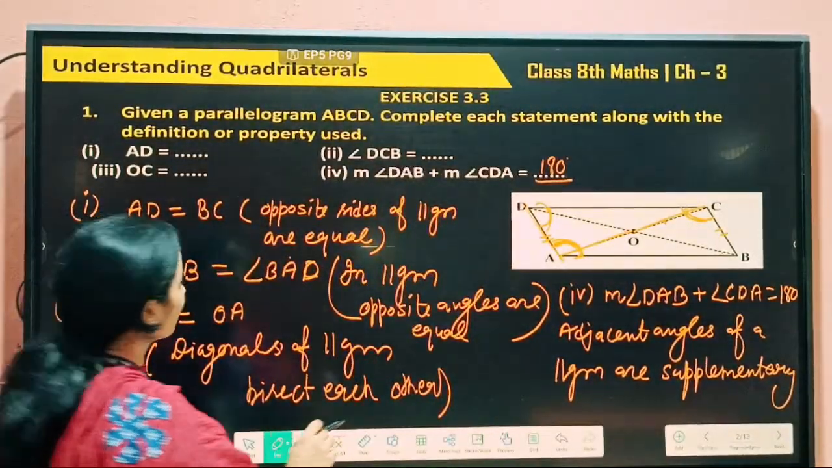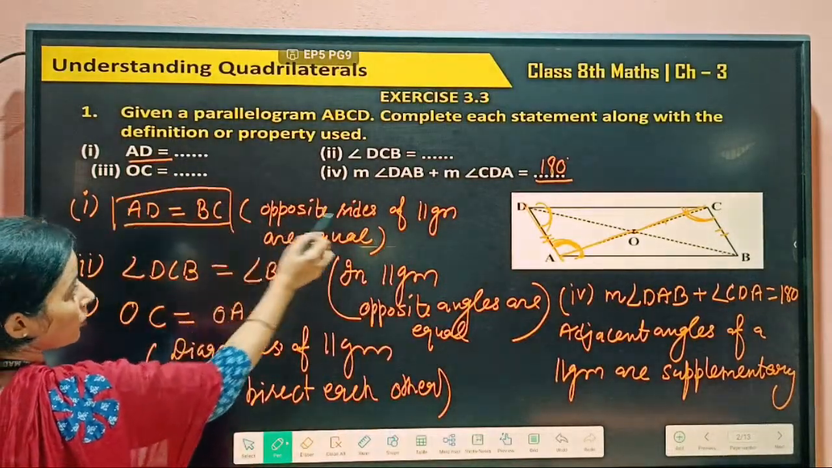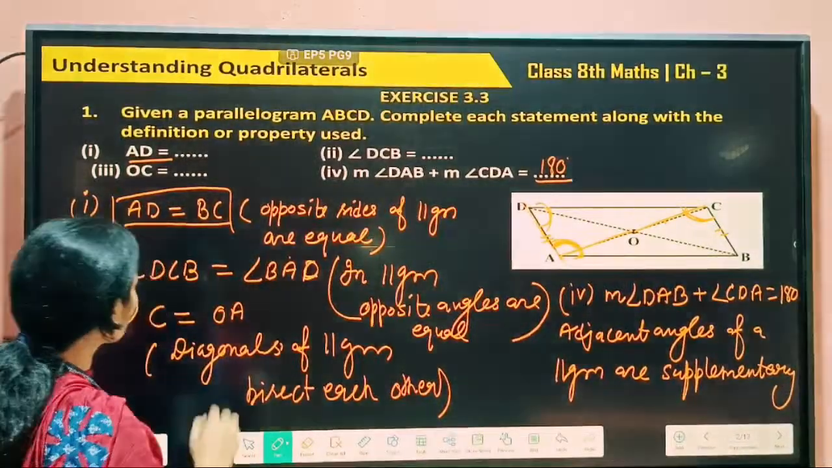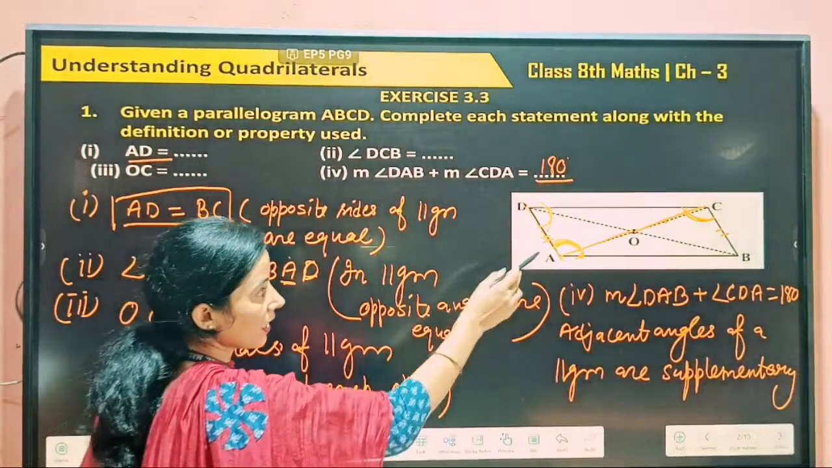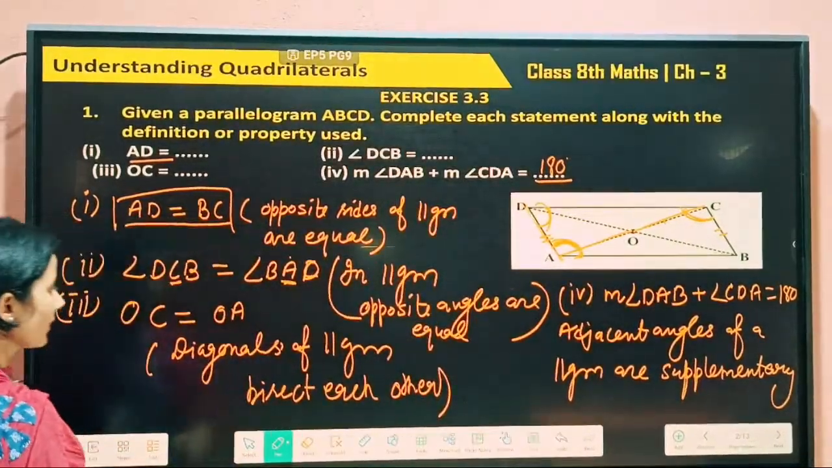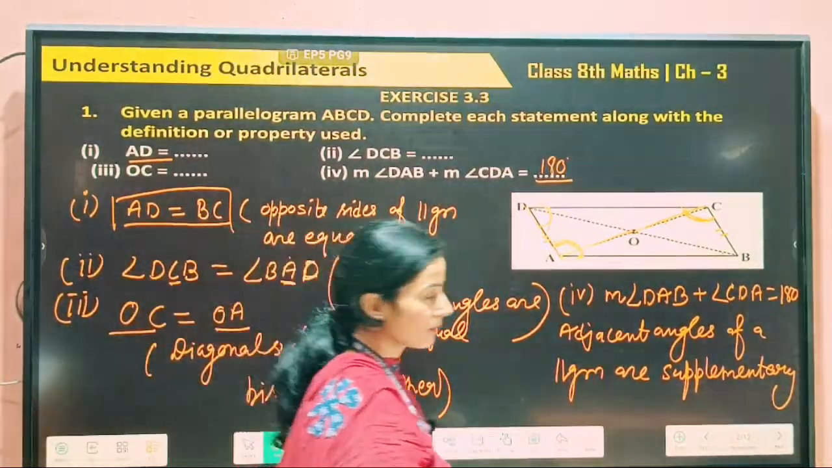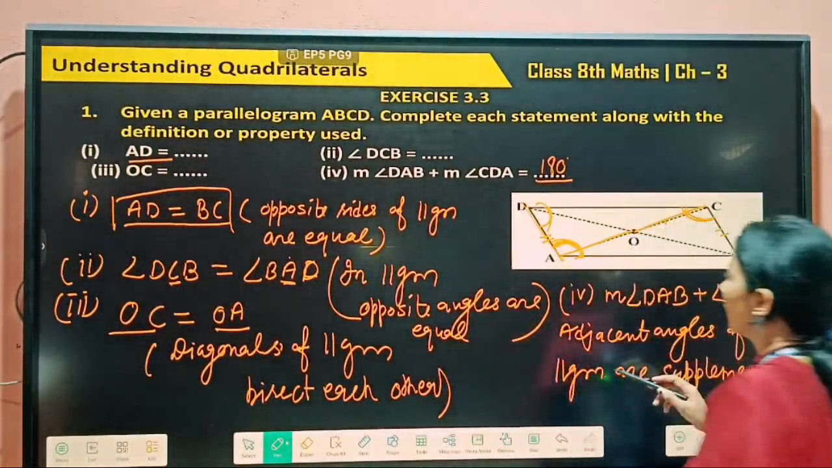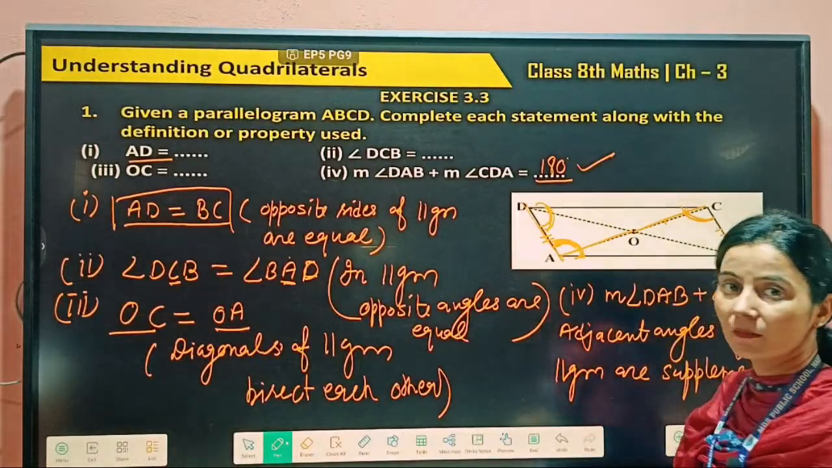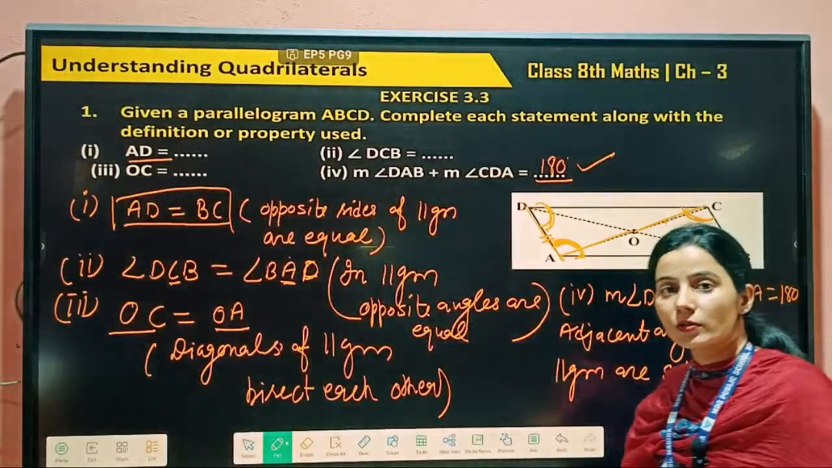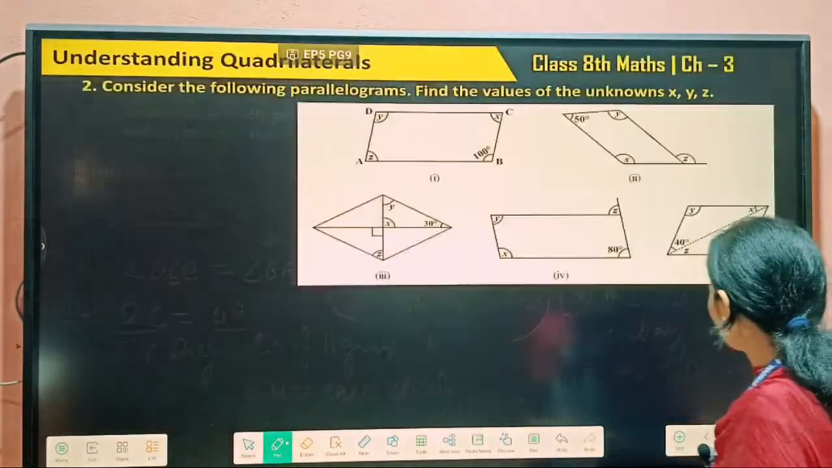Okay. So in the first part, this side AD is equal to BC. Opposite sides of a parallelogram are equal. In the second part, angle C will be equal to angle A because these are opposite angles of a parallelogram. And OC equals OA, diagonals bisect each other. And the fourth one is measure of angle A plus measure of angle D will be 180 degrees because these are the adjacent angles of a parallelogram. Next, question number 1 is completed.